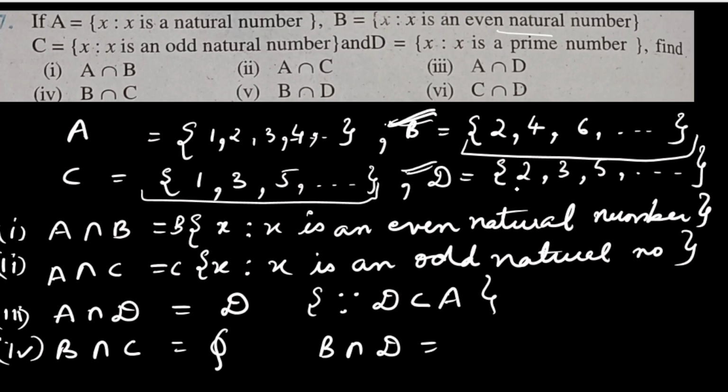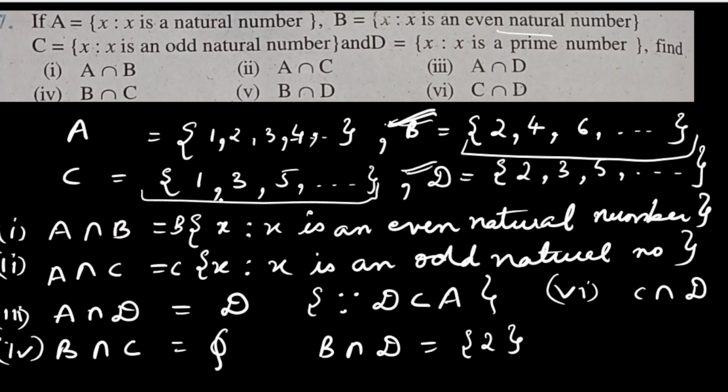If you see set B and set D, the only common element is 2, because 2 is an even number and 2 is a prime number also. I have written it this way; you can see 2 is present in B as well as in D. Now the sixth part and the last part, C intersection D.